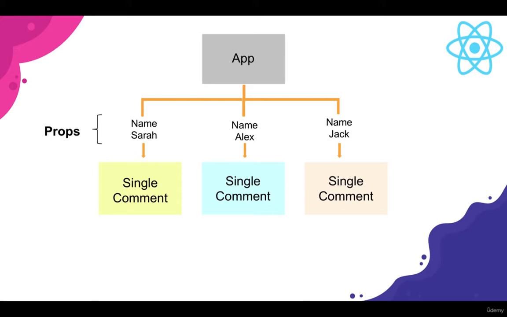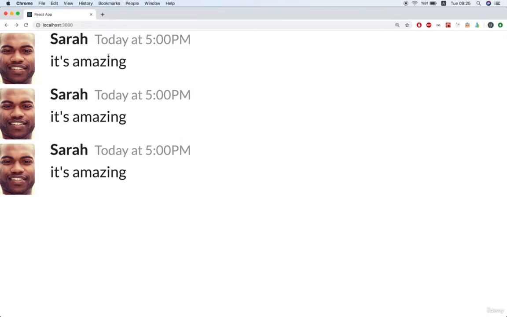Our app component is going to show instances of the single comment. And when the app shows these components at the same time, it's going to pass in a little bit of configuration to each of those different components. So this little configuration of each of these we would refer to as props. And these props are going to tell the single comment to show a name of an author of whatever, Alex or Sarah or Jack. Now, we can also use the same prop system to customize the time, content, and picture that each single comment is showing.